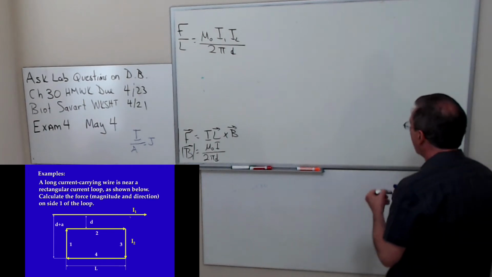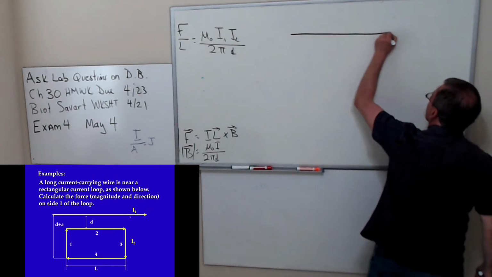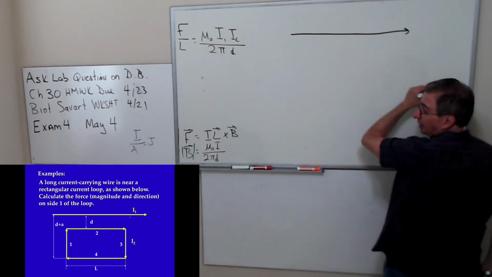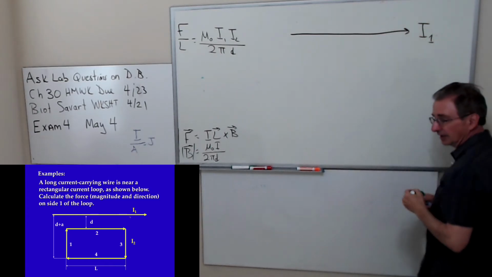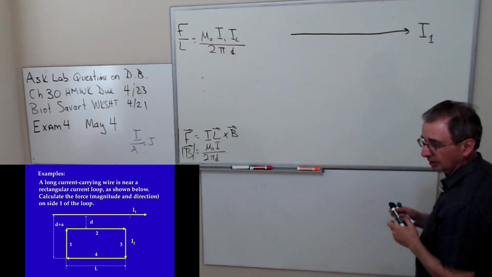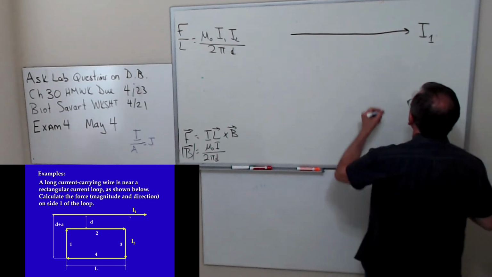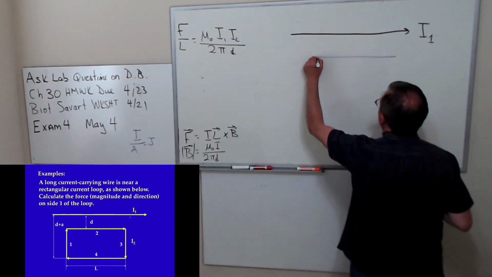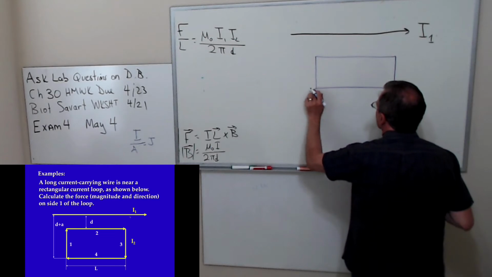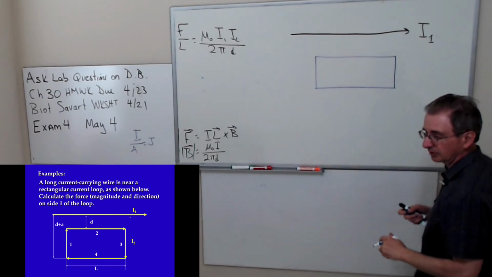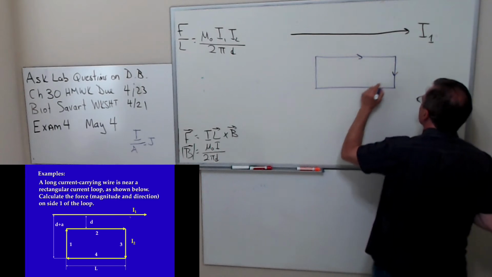All right, so I have a wire carrying current I. That's supposed to be a straight wire, okay? And then I have below it a loop carrying current I also. It's a rectangular loop. I'm not doing a circular loop because that's much more difficult. And so it's carrying current like so.